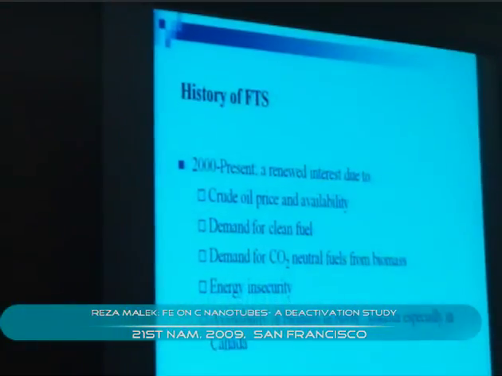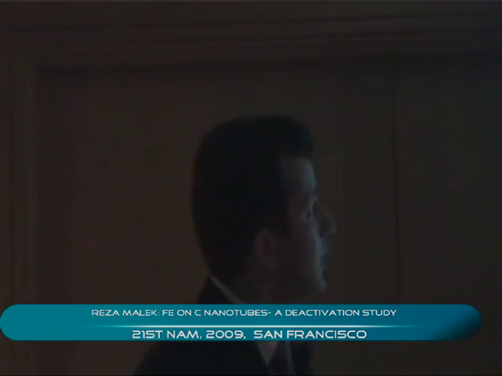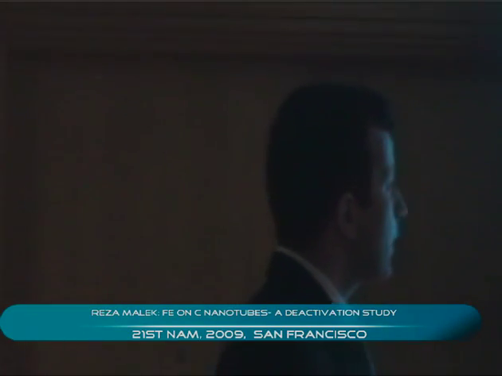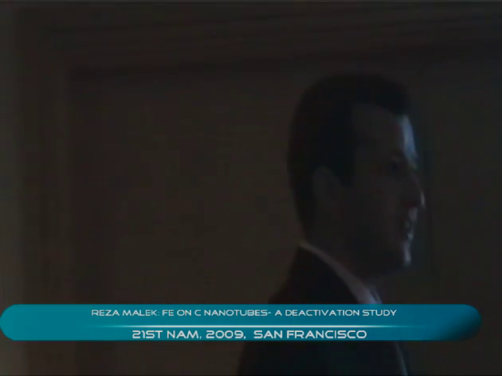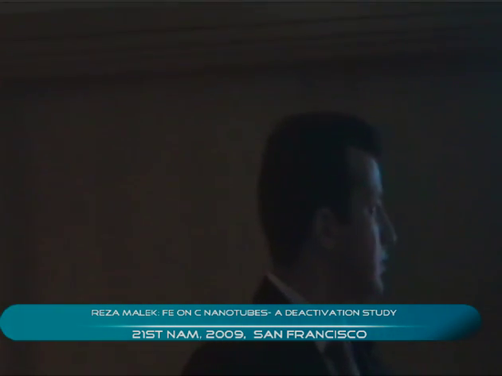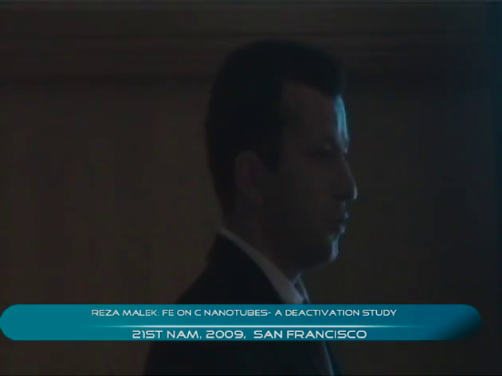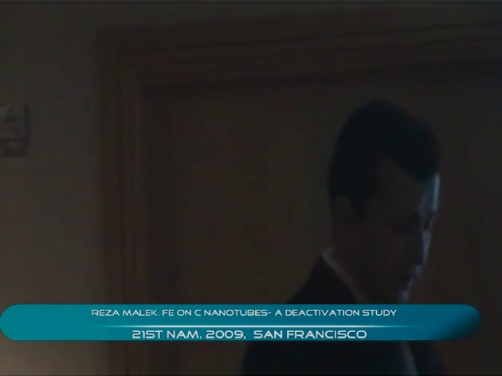Everybody here knows about the history of Fischer-Tropsch. It has 80 years of history, up and down, but there is a renewed interest during the last 10 years. As we can see here, there are more than 25 presentations about Fischer-Tropsch synthesis. Crude oil price, $140, $60, still high. Demand for clean fuels and CO2 neutral fuels, energy insecurity, and also the possibility of production of fuel from biomass in North America, especially in Canada.